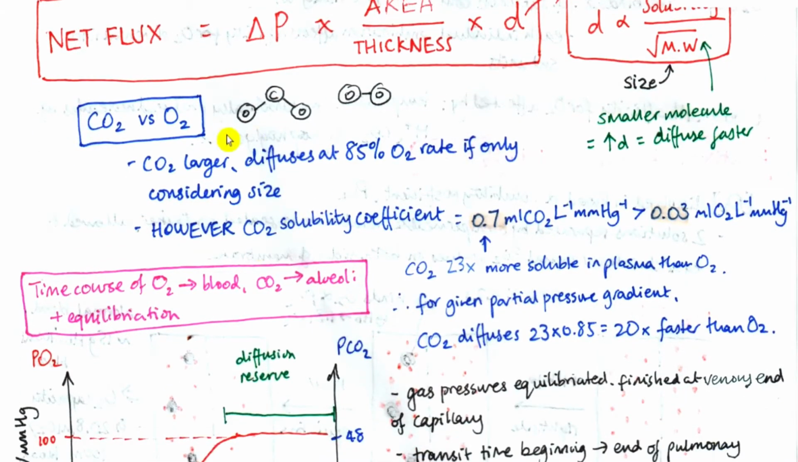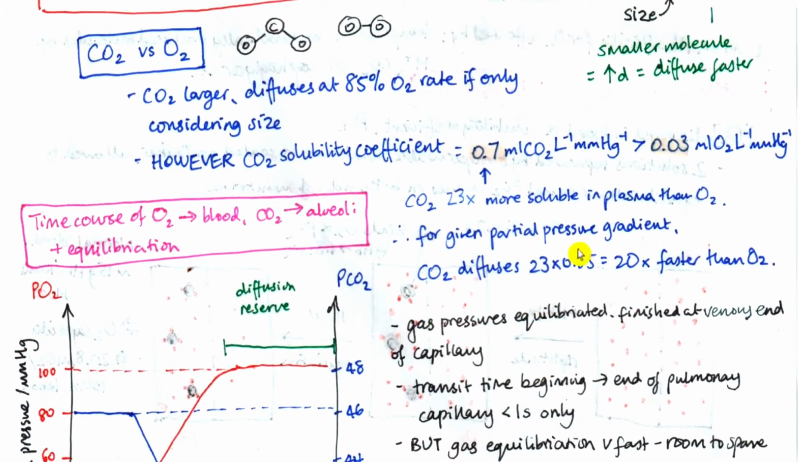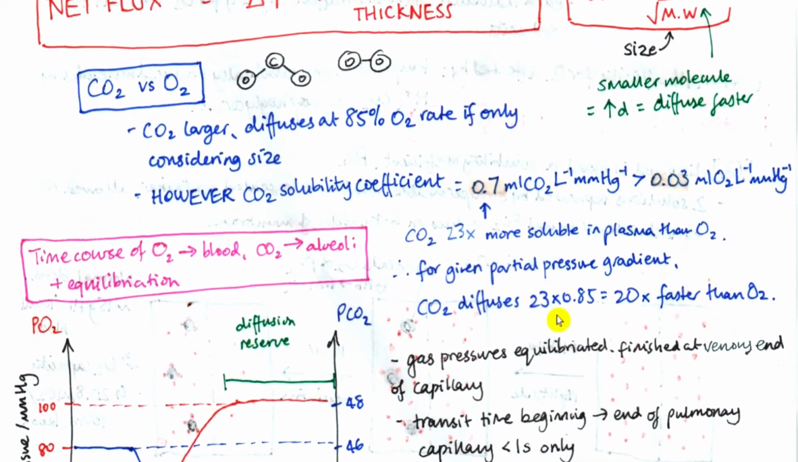However, carbon dioxide is much more soluble than oxygen, and the solubility coefficient of carbon dioxide is about 0.7 milliliters of carbon dioxide per litre per millimeter of mercury, which is about 23 times larger than the solubility coefficient of oxygen, which is 0.03 milliliters of oxygen per litre per millimeter of mercury. So for a given partial pressure gradient, carbon dioxide diffuses 23 times 0.85 equals 20 times faster than oxygen.